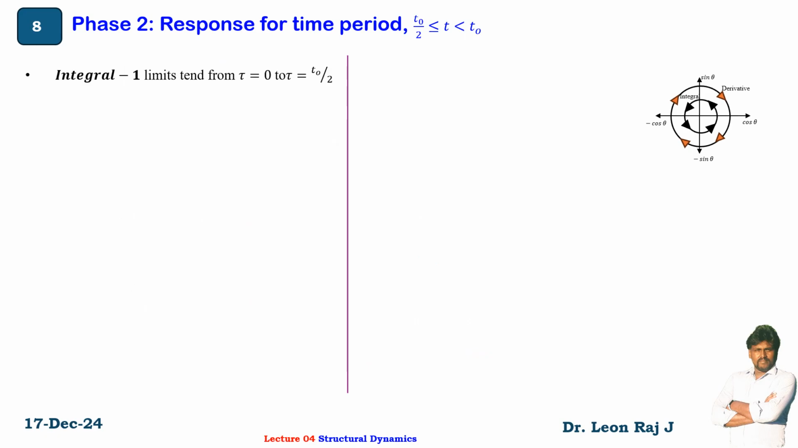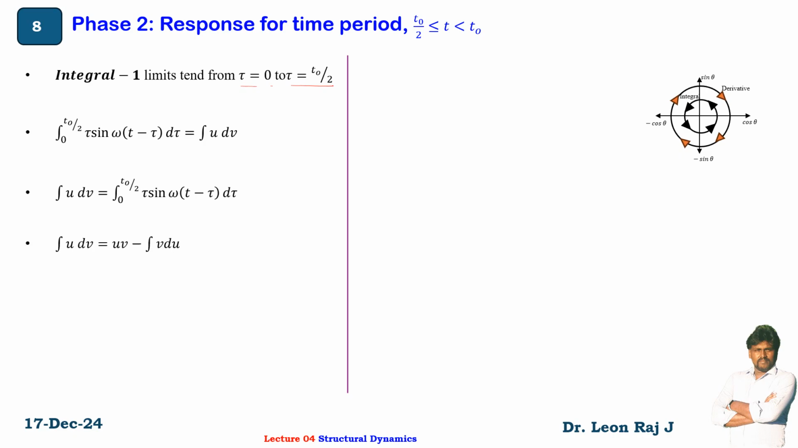So integral 1, tau equal to 0 to tau equal to t0 by 2. So these are your limits, 0 to t0 by 2, tau into sine omega t minus tau into d tau. So your udv formula you have to apply. So of course you need u and its derivative du. Already we have dv. In the integral of dv we want. So we need u and dv, and we need to solve this equation. So u equal to tau, du equal to 1, then dv equal to sine omega t minus tau.